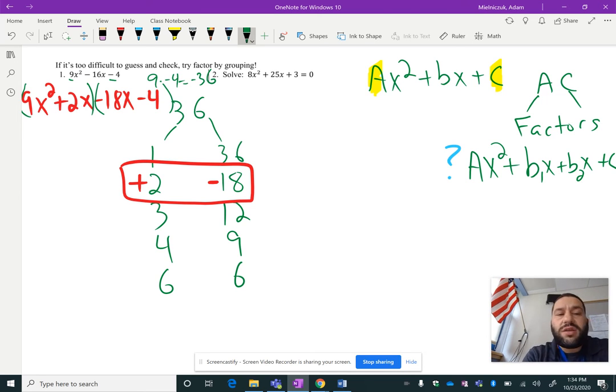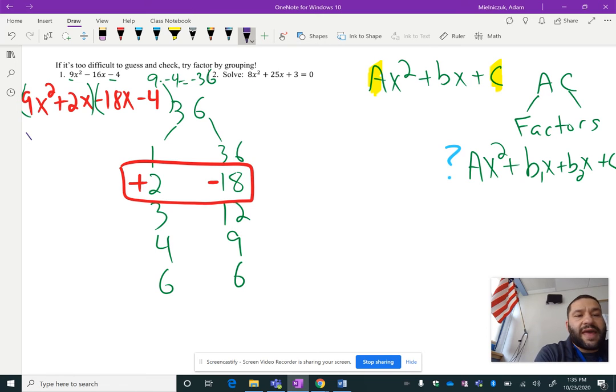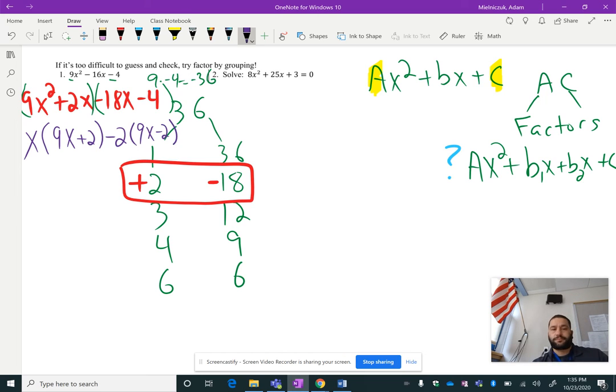Okay, what does 9x squared and 2x have in common? Well, they both have only an x in common. So we're going to take that x out, and we're going to rewrite what we have. We have left over 9x plus 2. Okay, now for the other one, what do they have in common? They both have a negative 2 in common. So I'm going to pull out the minus 2, and what am I left with? Let's see, I'm left with a 9x take away 2. Notice how what's in the parentheses is the same.